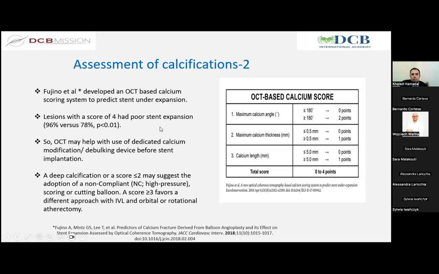Lesions with a score of 4, which is the maximum score, had poor stent expansion. So they concluded that OCT may help with the use of dedicated calcium modification or debulking devices before stent implantation. They suggested that a deep calcification, which is somewhat benign, or a score of 2 or less may suggest the adoption of a non-compliant balloon, scoring or cutting balloons, and a score of 3 or more favors a different, more aggressive approach with orbital or rotational atherectomy or lithotripsy.